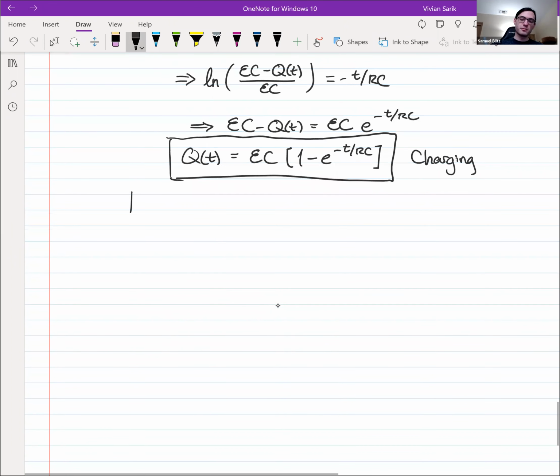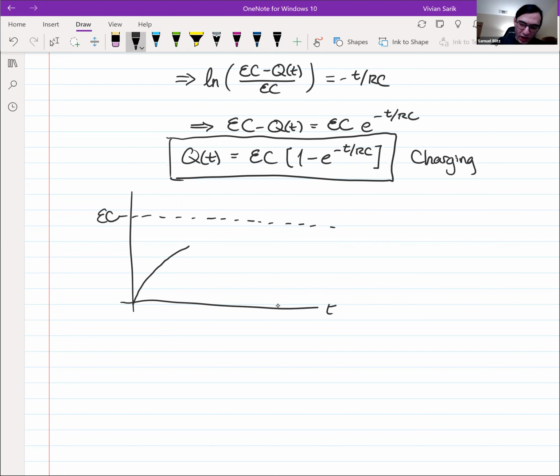Right, and so we can plot this. If we were to plot this, we have t, then we would put a dotted line here for CE, or EC rather. I like EC more. And so we get a function that looks like this. Still technically exponential decay, just inverted. And so again, tau is the time constant. Yep, tau is just RC. And so what we have is Q of t is equal to CE times 1 minus e to the minus t over tau.